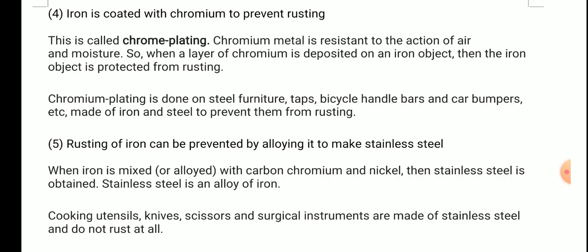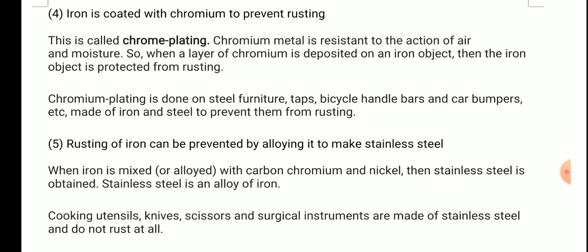Then the prevention of rusting. What did we discuss? We discussed first applying paint, second applying grease. What does this do? Applying grease, applying paint, it breaks the contact of the iron metal with that of oxygen and water vapor. Okay, so in this way simply we can prevent the rusting. Third one we studied galvanization. What is galvanization? Depositing of a thin layer of zinc metal on iron. As we know, zinc metal does not get rusted or does not react with water and moisture, so it protects the iron. Then we discussed chrome plating, that is coating with chromium.